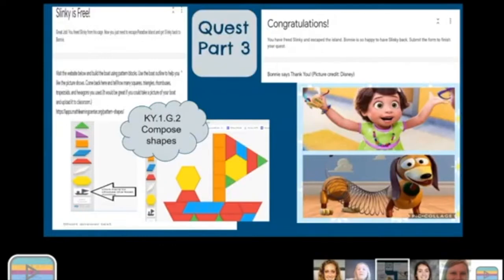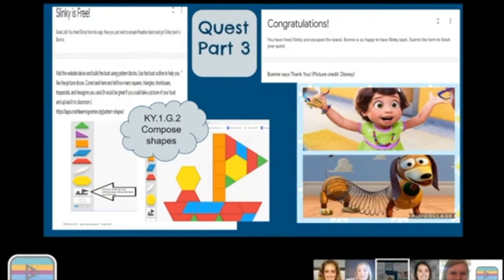And part 3 of the quest is where students had to use virtual manipulatives. So the Math Learning Center manipulatives that Andrea mentioned earlier were used on this. And what Ms. Shoemaker did was put the link into the Google form. Students just clicked that link and it took them straight to the Math Learning Center Shapes app so that students could build a boat and escape from Paradise Island and return Slinky back to Bonnie.